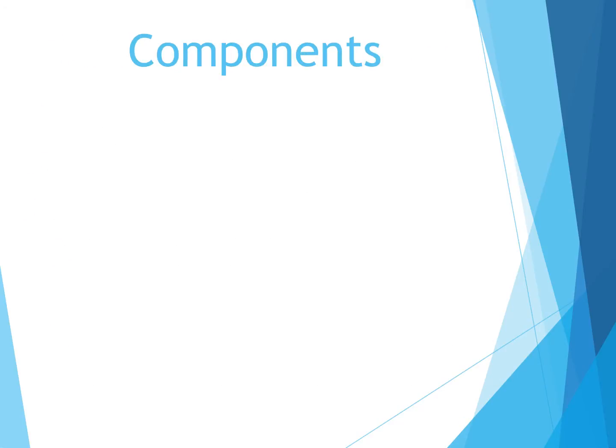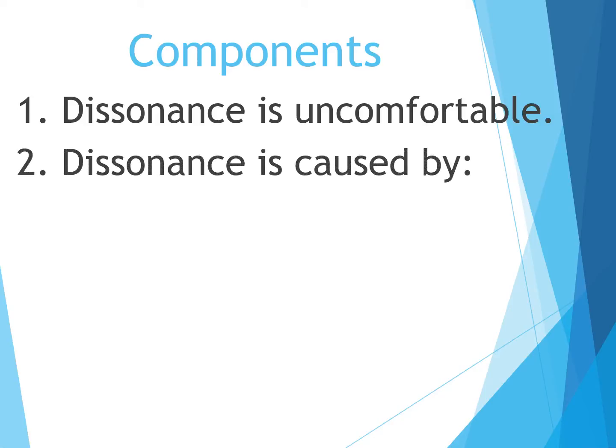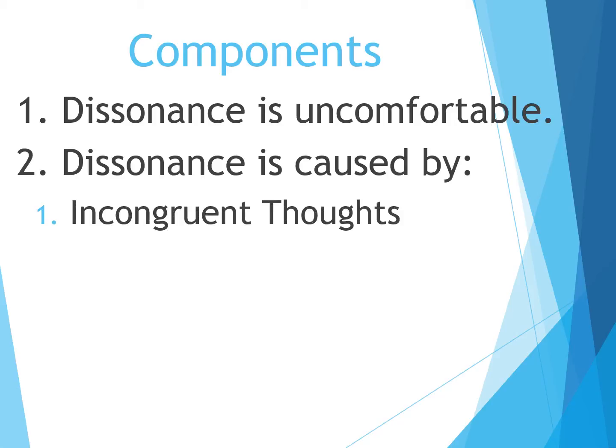So as we've stated before, dissonance is a mental state that people tend to find uncomfortable, and it manifests when there are cognitions that do not align with each other. So there are several different types of situations that can contribute to dissonance. One of the first things that can contribute to dissonance is the presence of incongruent thoughts or thoughts that tend to oppose each other in some way.